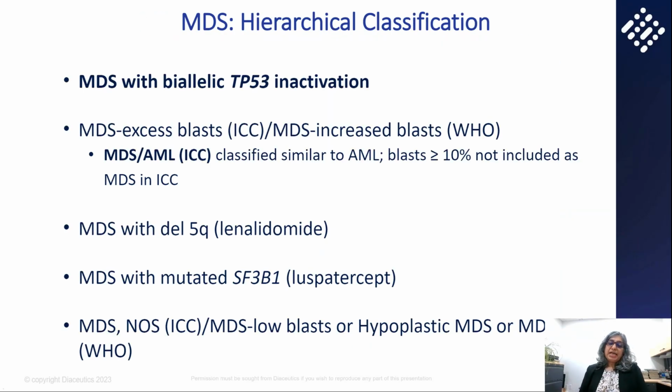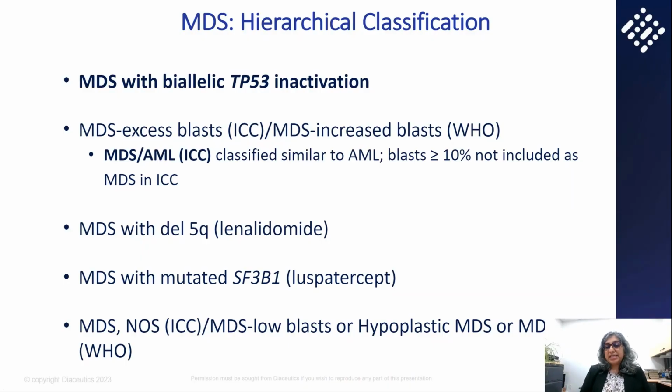And as I mentioned, both ICC and WHO follow a hierarchical classification for MDS, starting with MDS with biallelic TP53 inactivation based on its very poor prognosis. Next, we look at blasts if they are increased. ICC has a category of MDS excess blasts. WHO says MDS increased blasts and divides them into 1 to 2 based on the blast percentage. And again, to note that MDS/AML is this distinct category now under ICC, which is classified similar to AML, and these are cases with 10 to 19% blasts. They are not really included in the broad MDS umbrella in ICC.